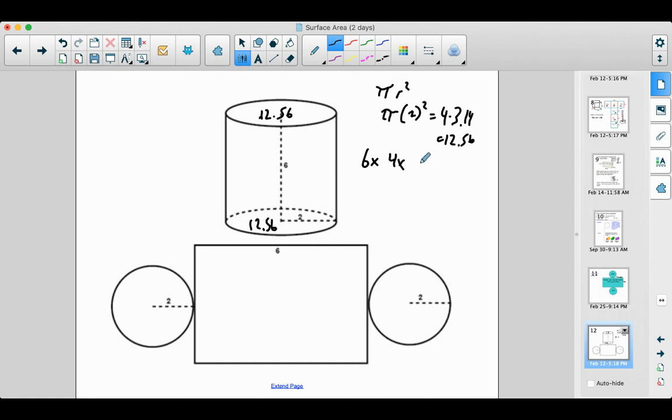So we got to do 4 times 3.14. That'll tell me the circumference, which is how long that lateral surface area rectangle is, and then multiply that by the height. So again, 4 times 3.14 is 12.56. Multiply that by 6, and I get 75.36.